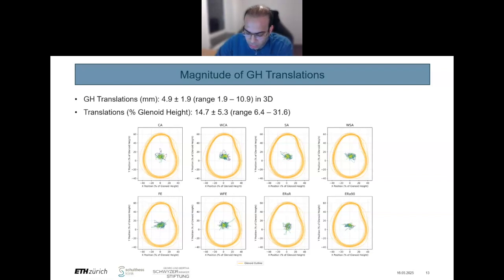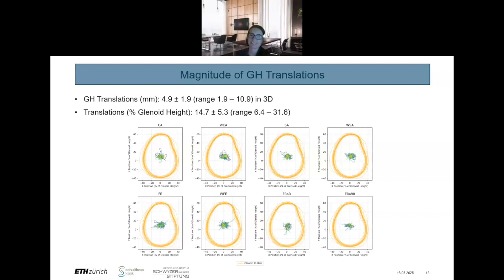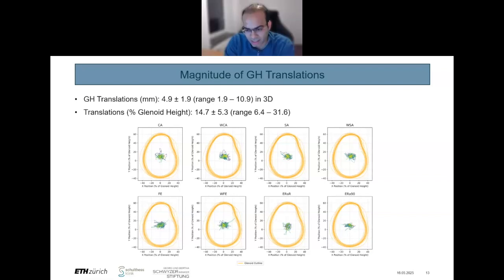Mentioning the center of pressure, I wanted to ask if you have seen any correlation between the pattern of center of pressure and the translation. Yes, my master's student is working on finishing up that analysis right now. So hopefully we have some data of that soon.